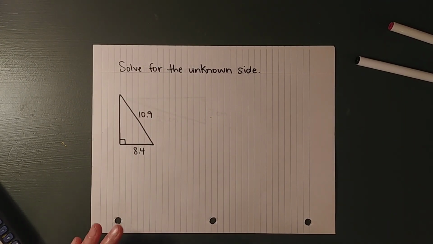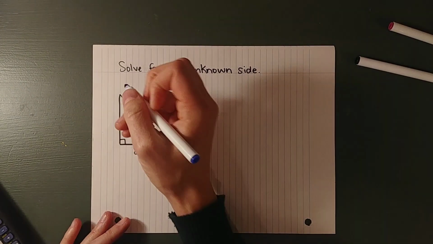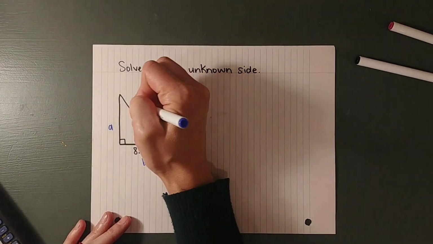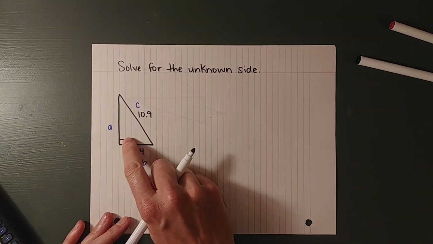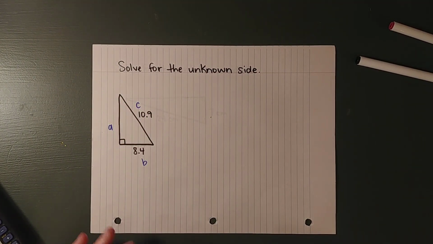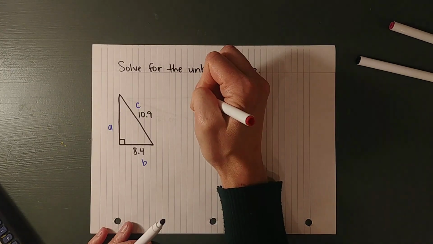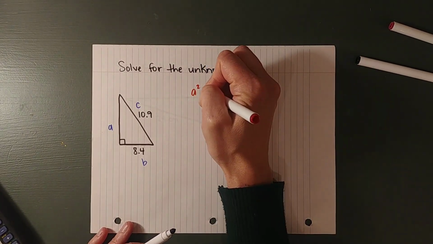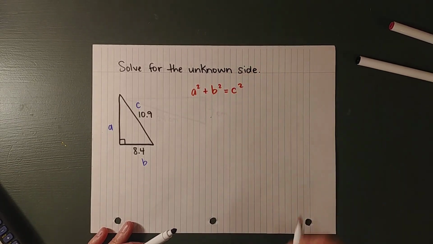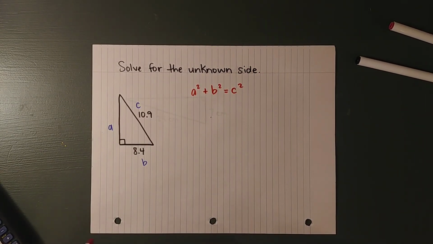So we're going to go ahead and still label our triangle. We're going to say that this is A, and this is B, and this side over here is C. Again, it's our longest side. It's our hypotenuse. It's right across from the right angle. And we're going to set up our Pythagorean Theorem formula, which says that a squared plus b squared is equal to c squared, and we'll substitute our values in.